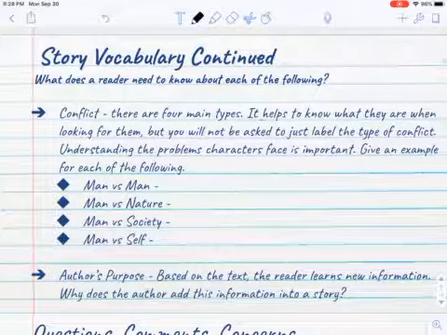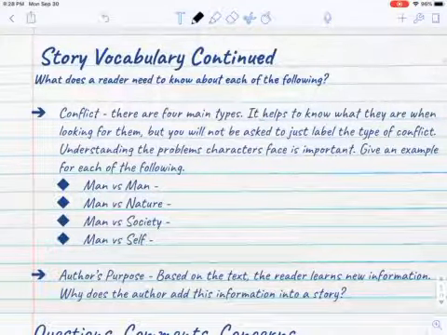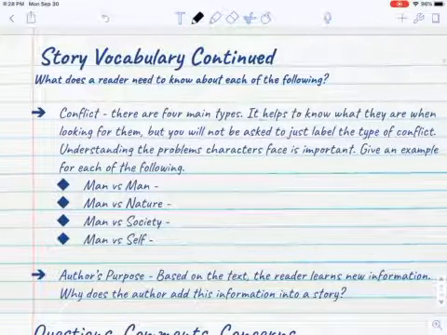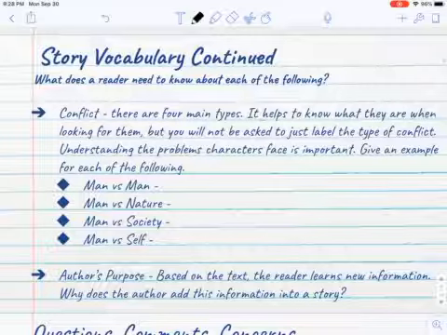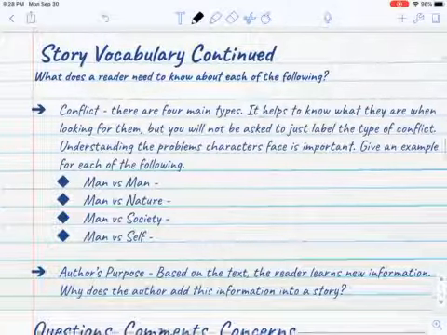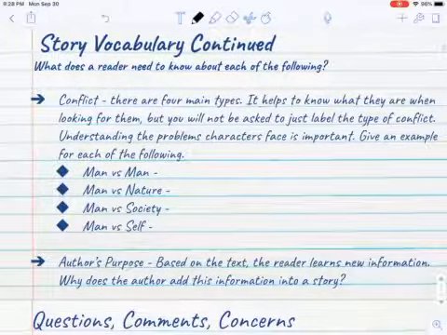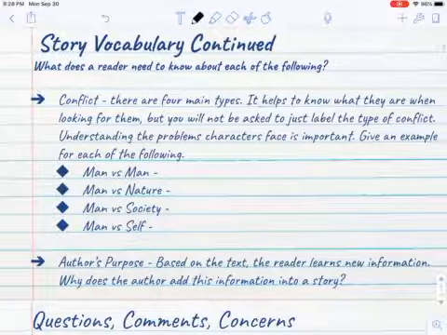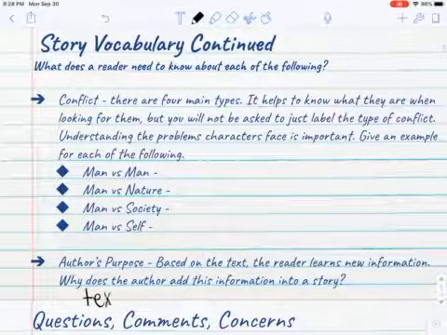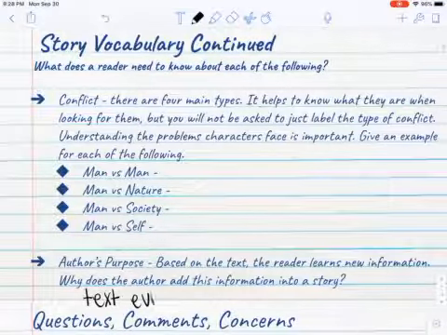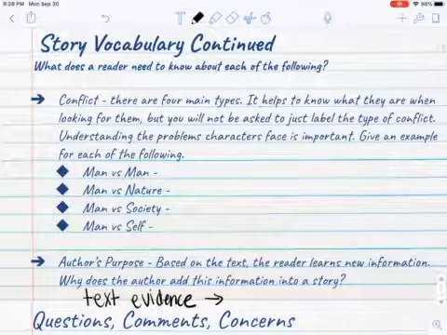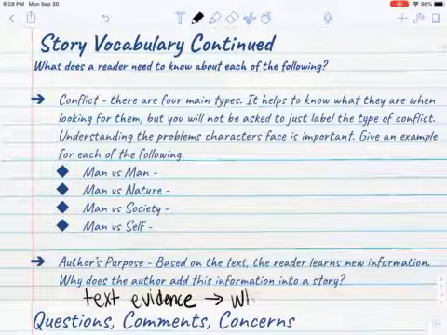Author's purpose. This is what we talked about yesterday. So based on the text, the reader learns new information. Why does the author add this information into a story? We talked yesterday about how this lets us know why information is included. We looked at a chart and we found text evidence. Once you know the text evidence, that helps us to know what is happening.